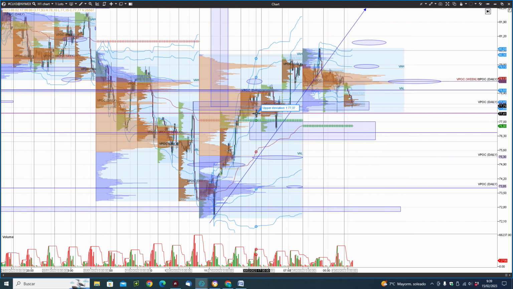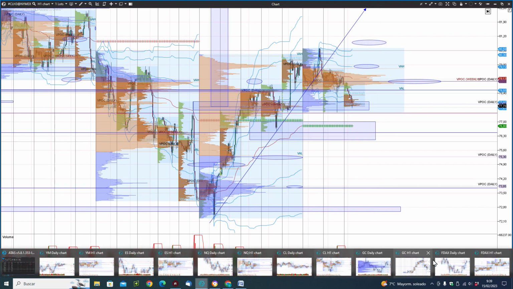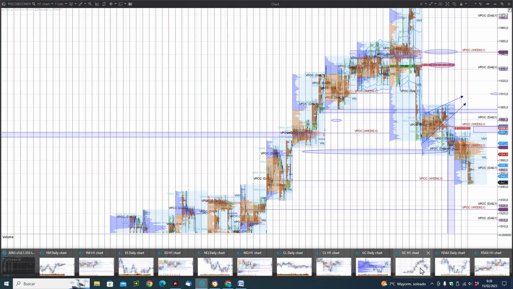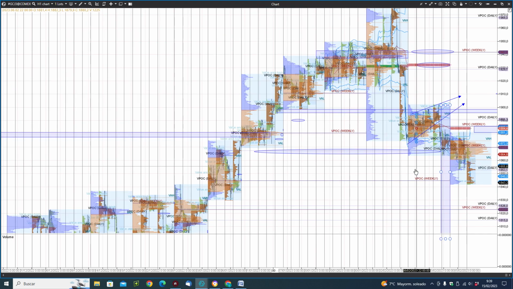About lower targets, if we break this support, we could go to this price action zone, this rectangle that begins at 77.3 to 76.10. Okay, these are the targets. Let's jump to gold.